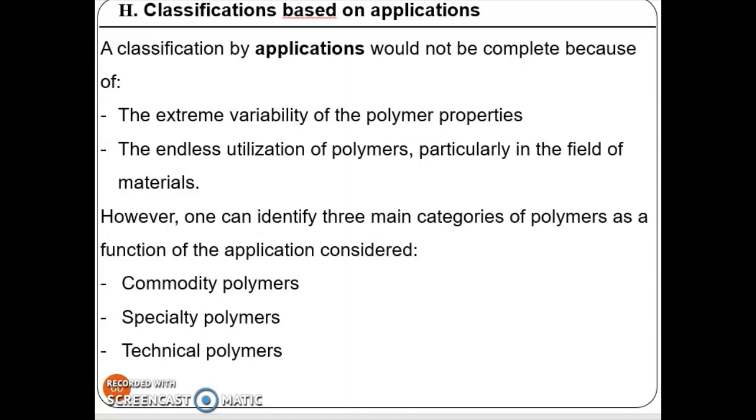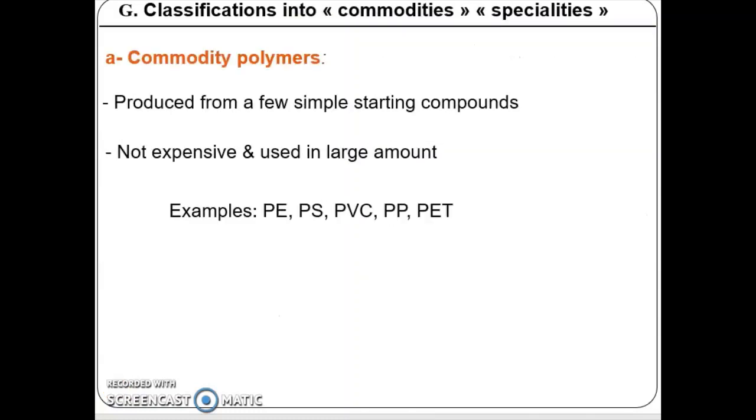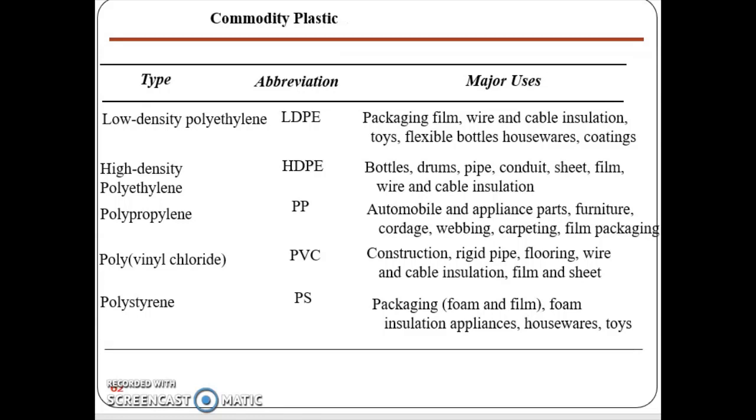We have the commodity polymers, the specialty polymers, and the technical polymers. If we start with the commodity polymers, they are the most used polymers that we are facing everywhere around us in our everyday life. And in fact, these polymers usually are produced from a few simple starting compounds, and thus they are not expensive. As examples of this category, we have polyethylene, polystyrene, polyvinyl chloride, polypropylene, and polyethylene terephthalate. These polymers you should know by heart.